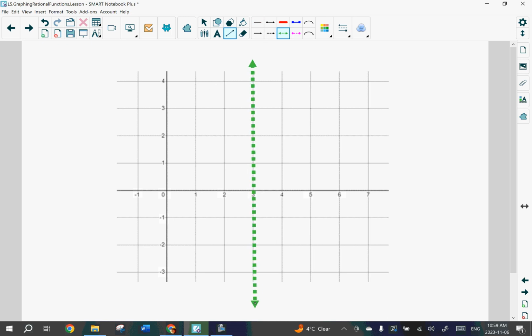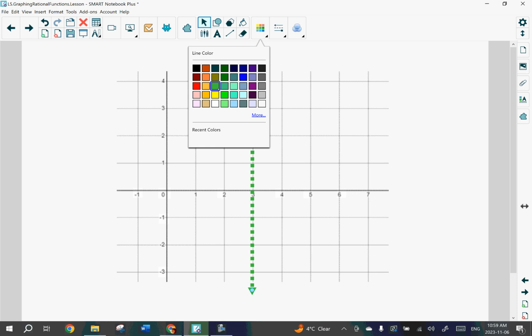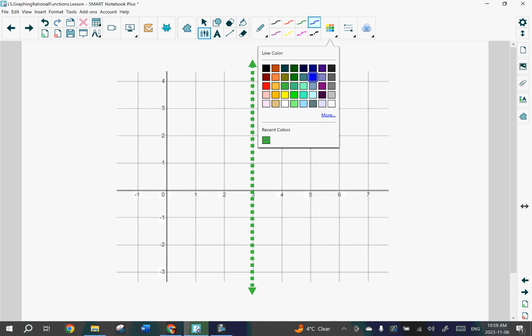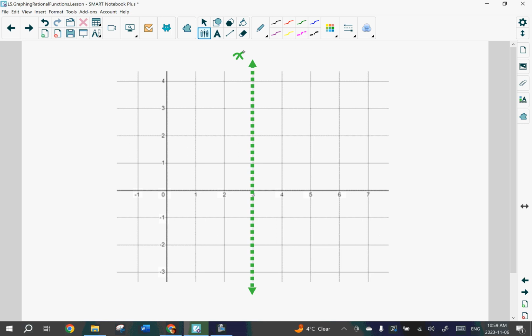There's one of them. How's that look? Not quite a vertical. There. There. X equals 3. I'm at the top. This is a vertical asymptote.